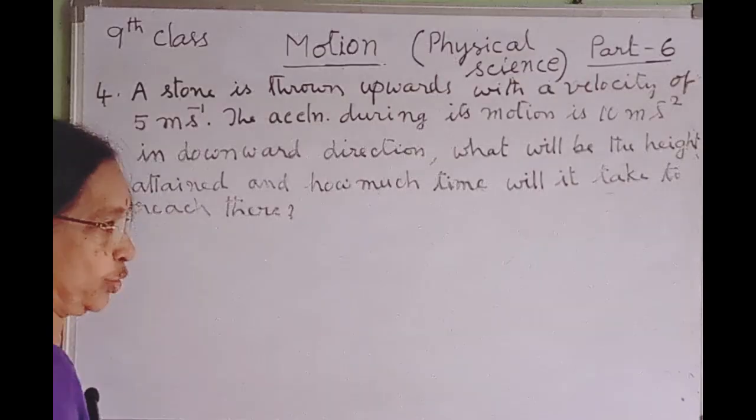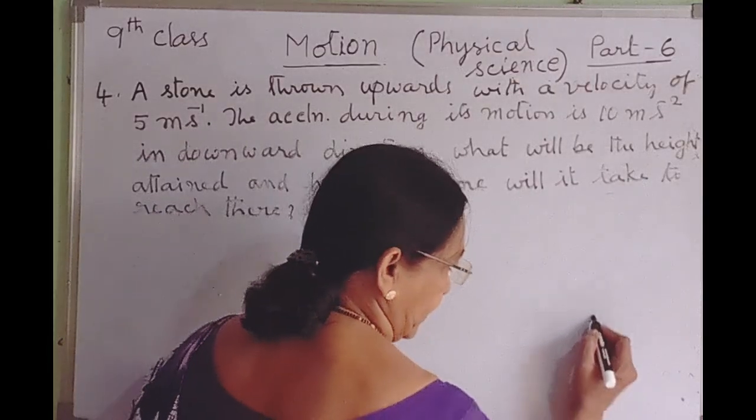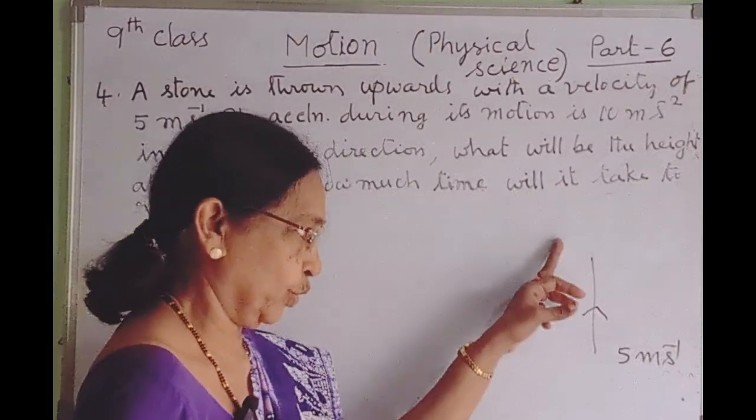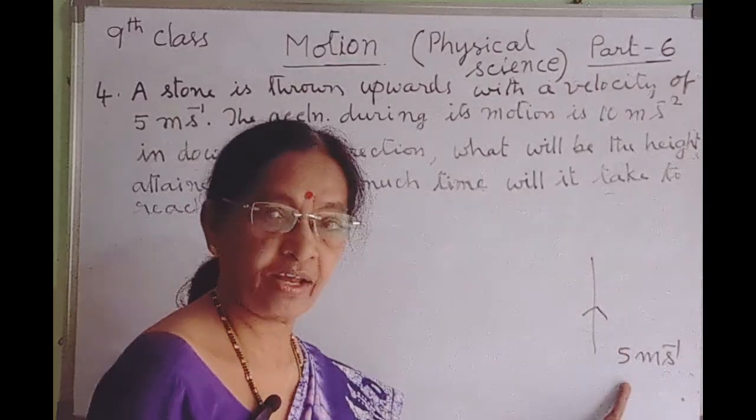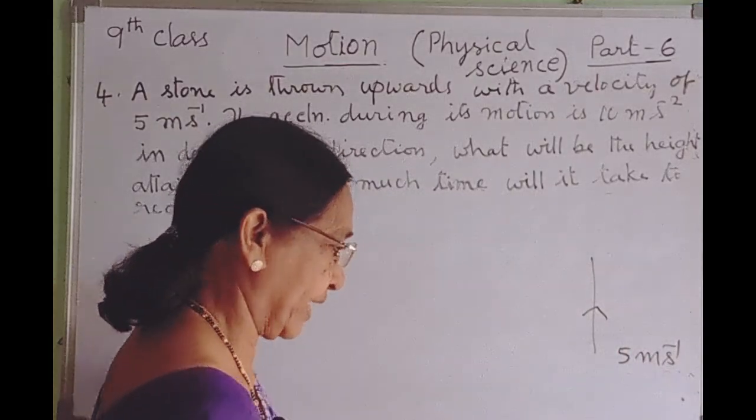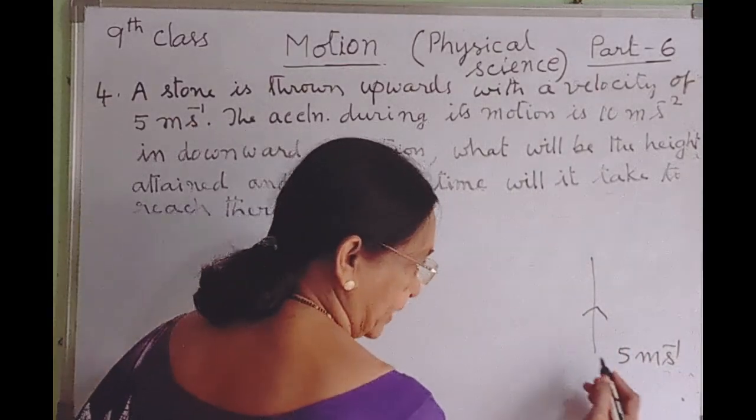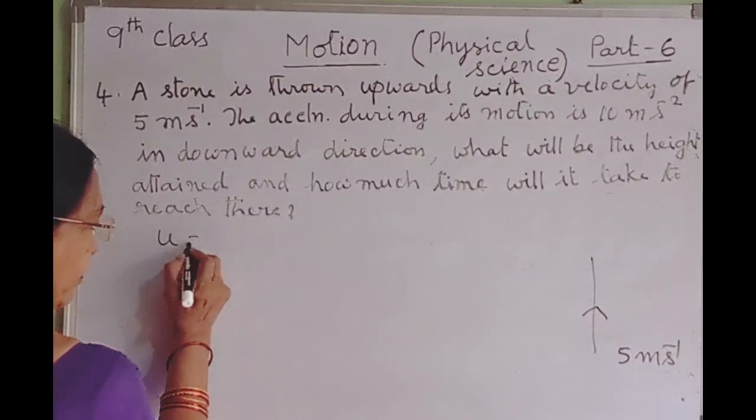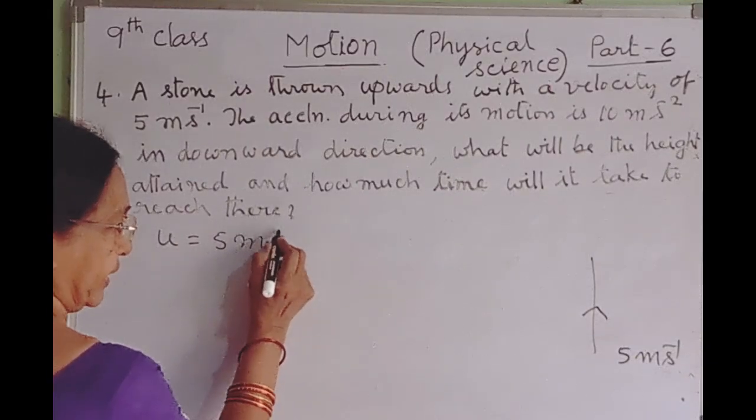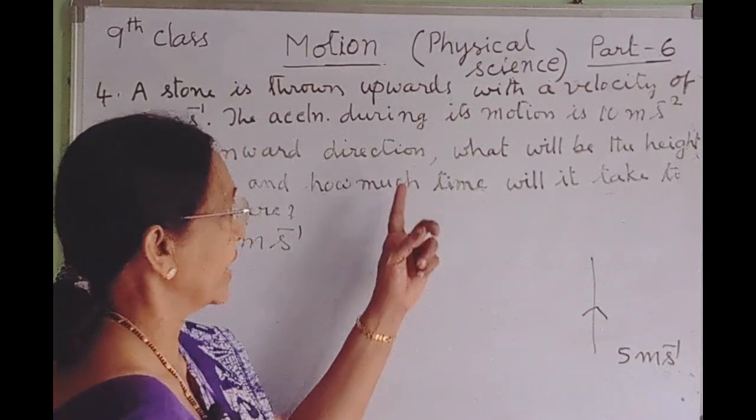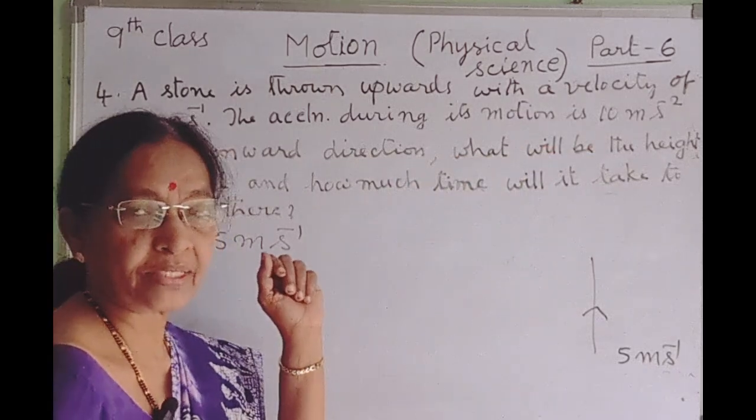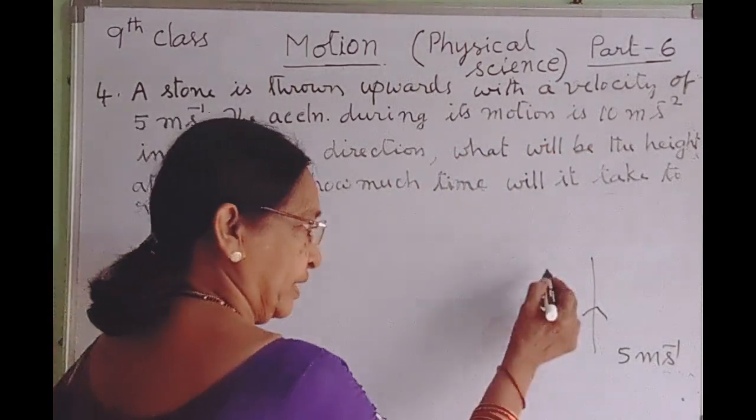A stone is thrown upwards like this. Stone is thrown vertically upwards with a velocity of 5 meters per second. Therefore, the initial velocity of the stone is 5 meters per second, and its acceleration is 10 meters per second square downwards.